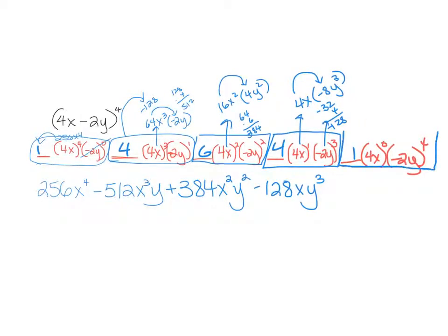And then the last term, this would be 1. Negative 2 times negative 2 times negative 2 times negative 2. That's positive 16y to the 4th times 1. Positive 16y to the 4th.